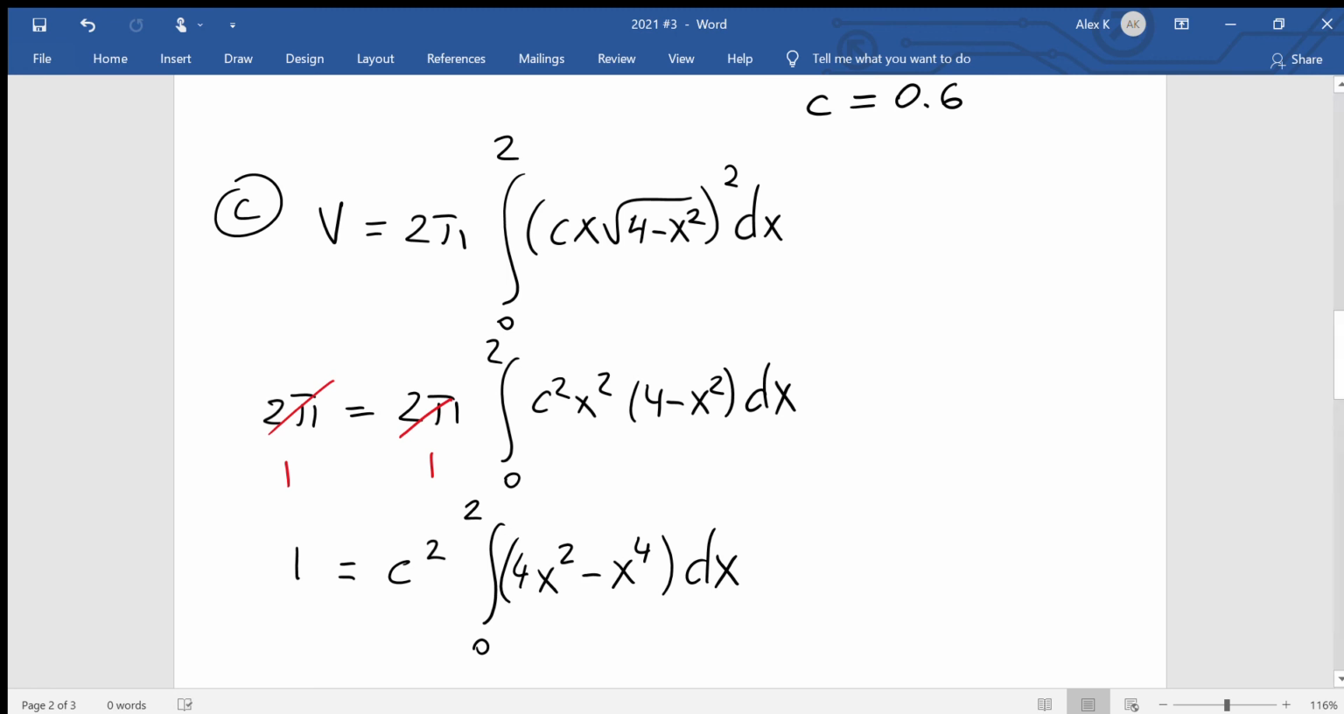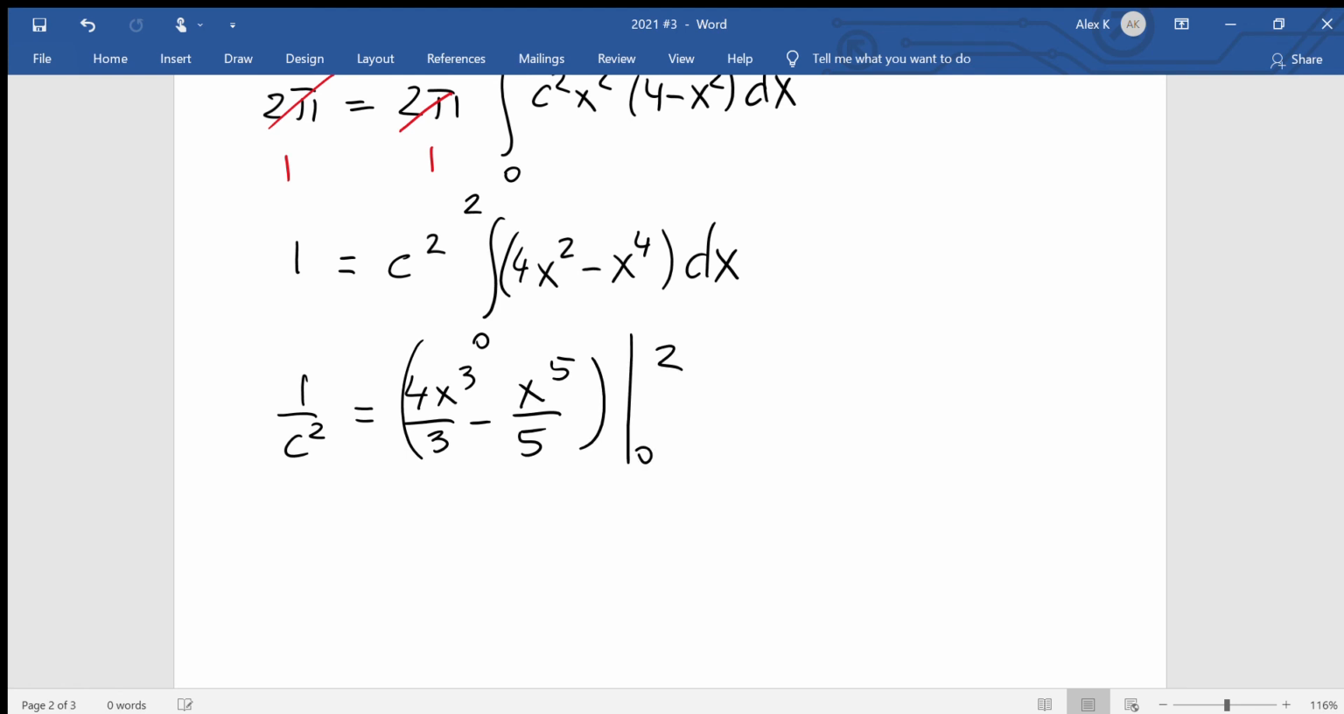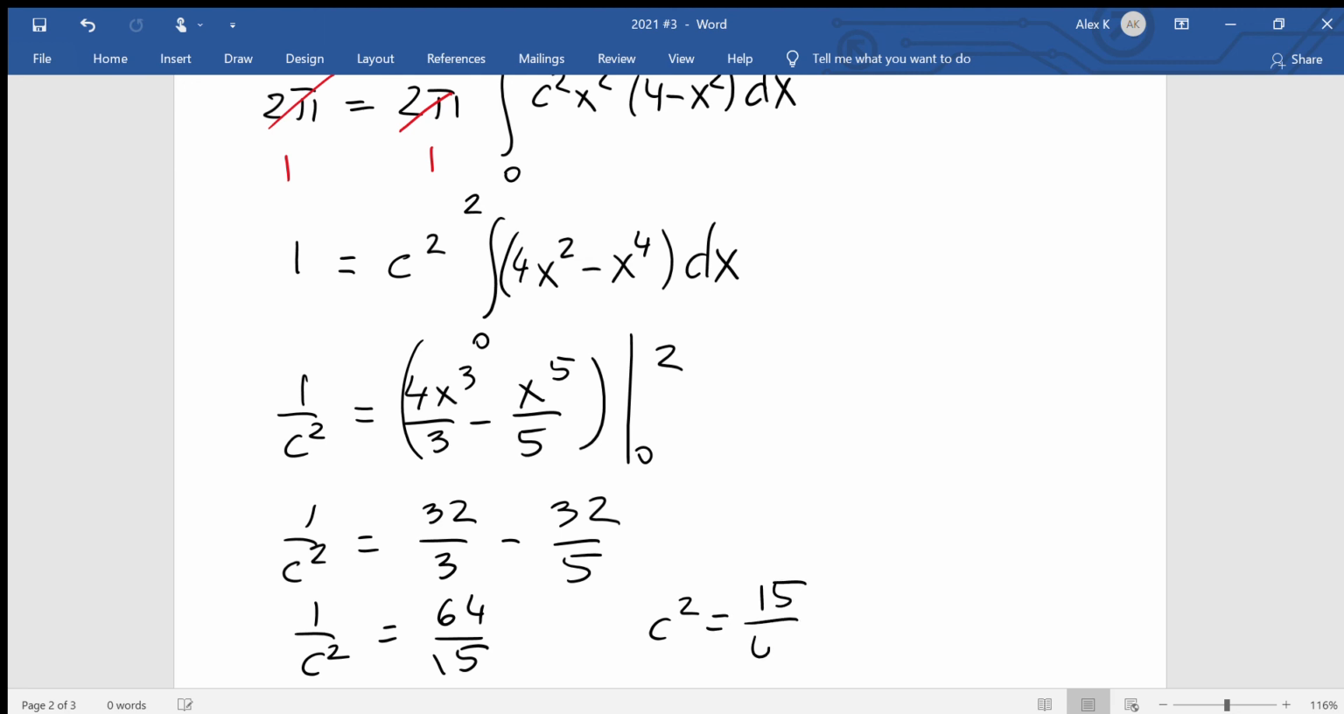Continuing with this, if we divide both sides by c squared, we get 1 over c squared equals 4x cubed over 3 minus x to the 5th over 5, all that going from 0 to 2. So 1 over c squared equals 32 over 3 minus 32 over 5, which gives us 64 over 15. So c squared equals 15 over 64, and c is going to be square root of 15 over 8. We only use positive values, so that is all we're going to need. Okay, so that's this problem.